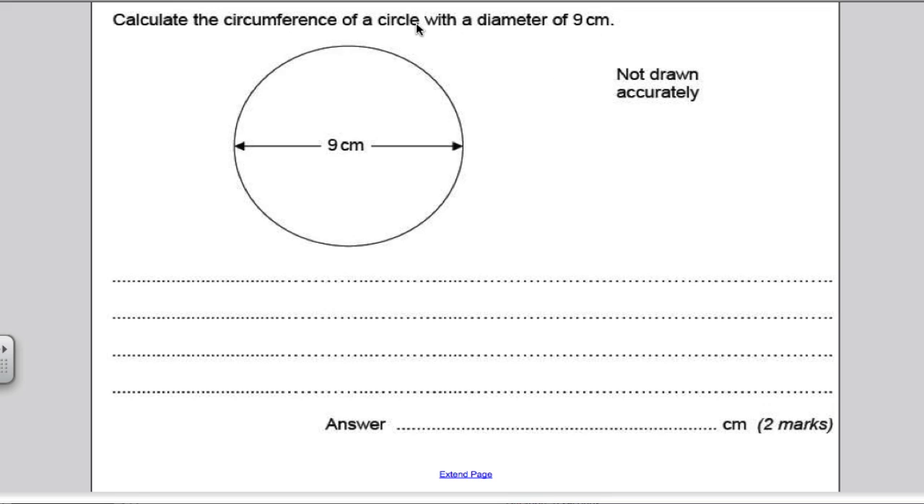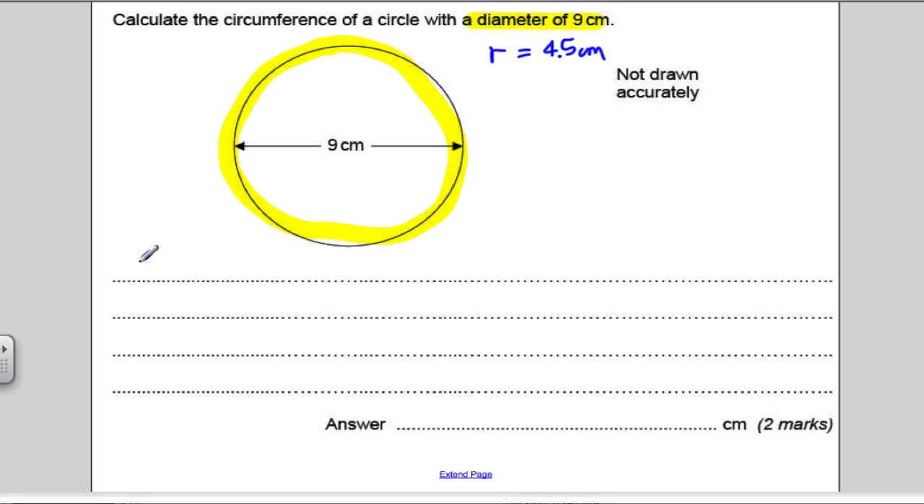Okay, they want you to work out the circumference of a circle with diameter 9. The circumference is the distance around the outside of this circle, okay? And the diameter is 9. So always start off by writing what your radius is. Your radius is therefore 4.5 centimeters, which is half the diameter.